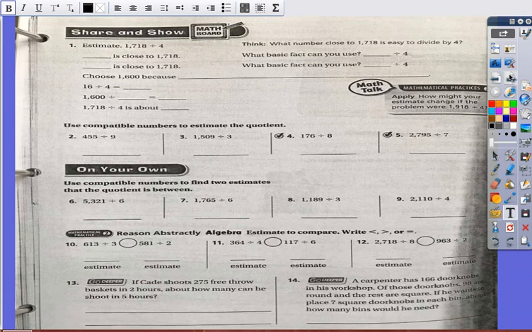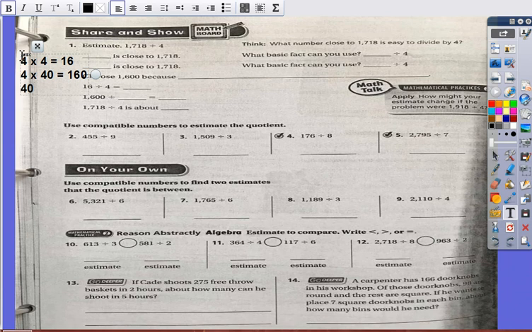Alright, estimate 1,718 divided by 4. First of all, we're trying to think of 4 times what can maybe get us close to 1,000, so just use your multiplication. 4 times 4 is 16. I'll write that out so you guys can see. 4 times 4 equals 16. Obviously we need to go way more, so let's start adding some 10s in there. 4 times 4 is 16, add a 0, we still got a long ways to go.